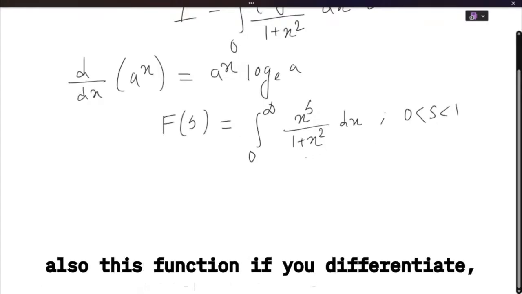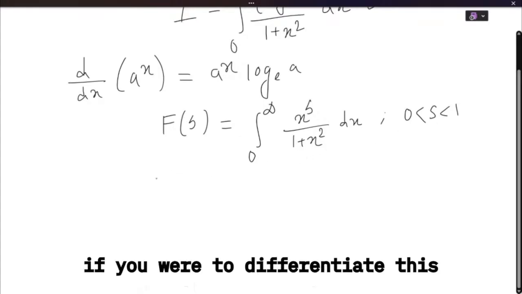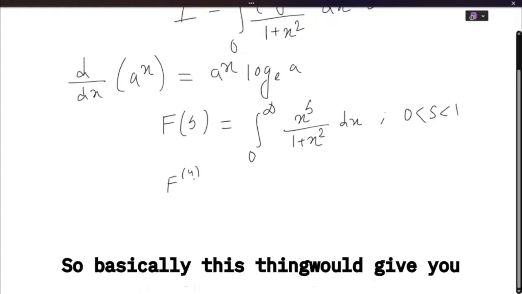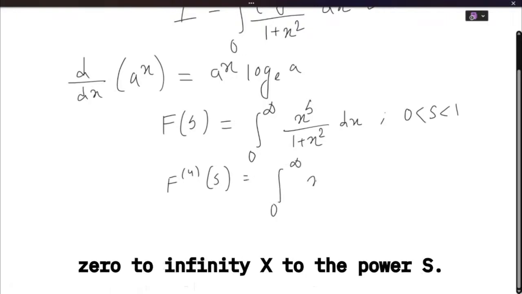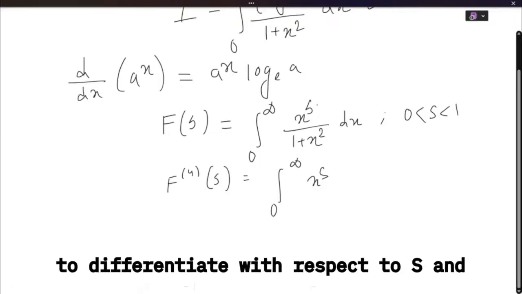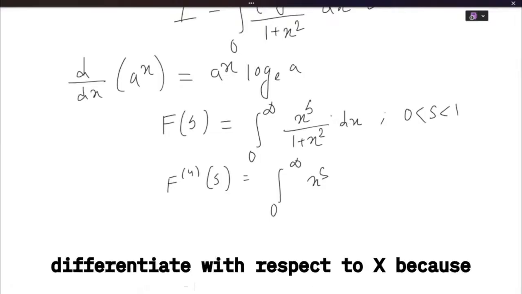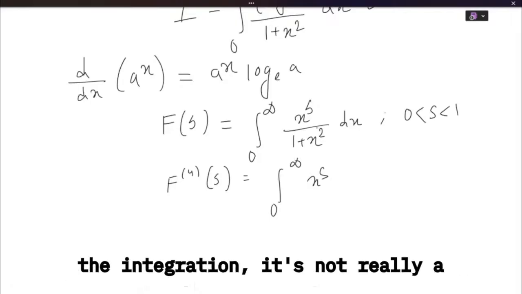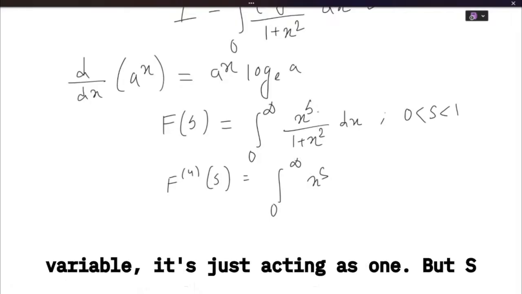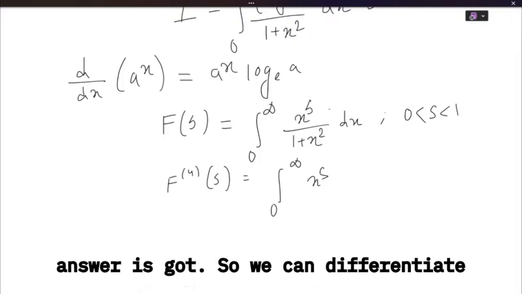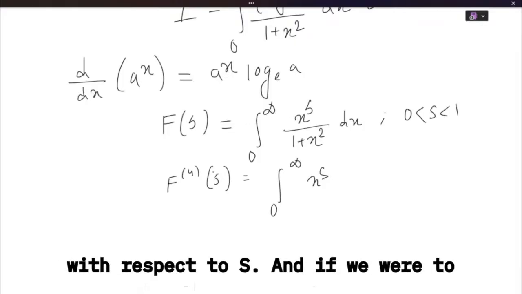And also, if you were to differentiate this function like 4 times, so basically this thing would give you integral from 0 to infinity of x to the power s. And as I told you earlier, we are going to differentiate with respect to s and not x, because we cannot even differentiate with respect to x because it's a dummy variable, right? It's inside the integration. It's not really a variable. It's just acting as one. But s is a real variable here, with respect to which the function is defined and the answer is obtained. So we can differentiate with respect to s.